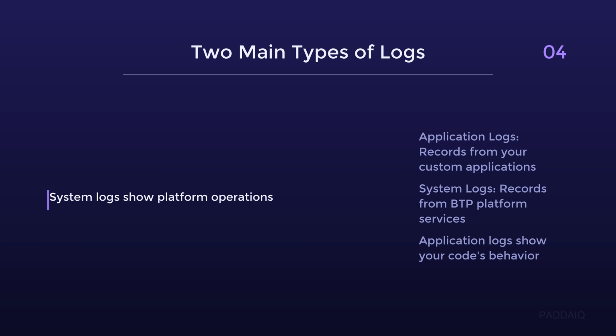System logs show platform operations. This means they track the SAP BTP platform's own health and activities, like resource allocation or service restarts. For example, if a new sub-account is created, the system log records this event. Monitoring these logs helps ensure the platform itself runs smoothly and reliably.